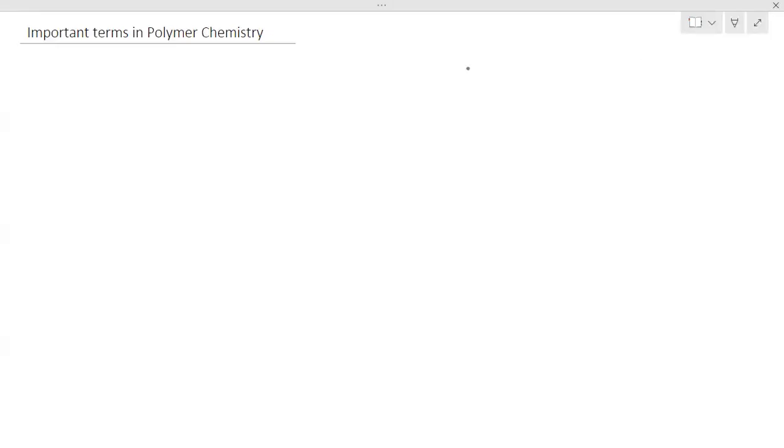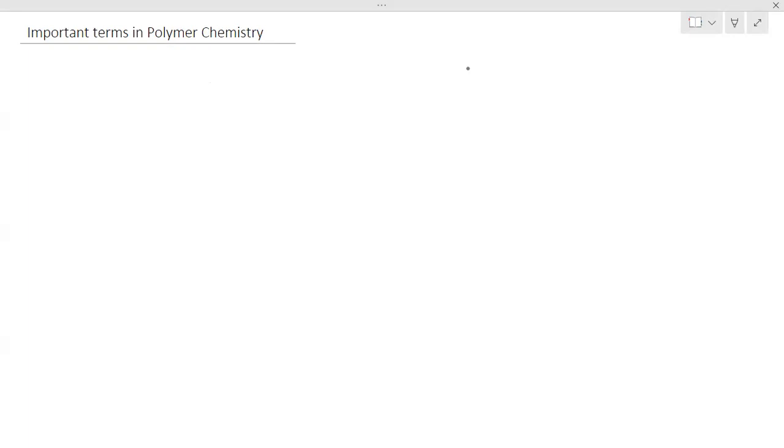Everybody. So today's session is all about important terms in polymer chemistry. There are 4 to 5 terms that you have to learn with which we'll be able to do any questions from previous year CSIR NET or GATE. Along with that, at the end of the session, we'll also be doing 2 to 3 sample questions so that it will bring you much more confidence. All right, so let's start.